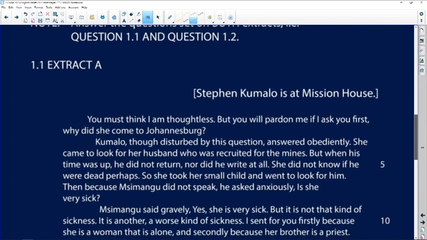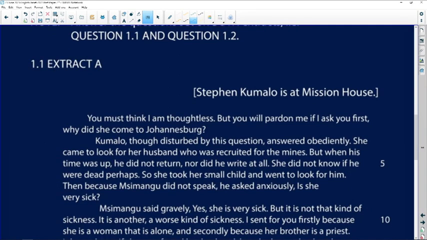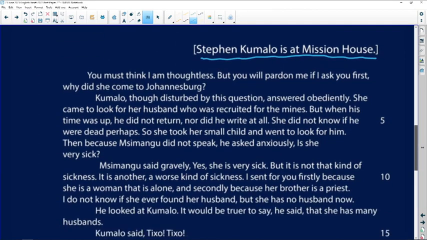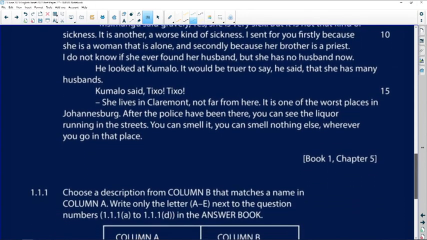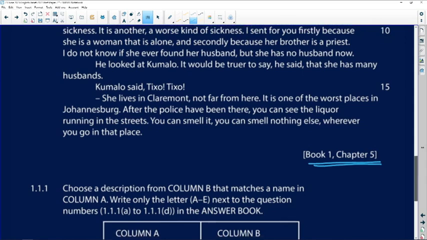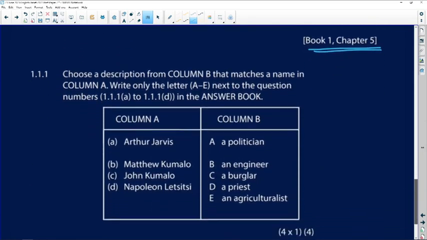So they say extract A, and they give you some idea of what's happening. So they give you some help with that. Then they give you the text. And you need to know more than book 1, chapter 5. You need to know what's just happened, what's going to happen. Then let's look at typical questions that they ask.